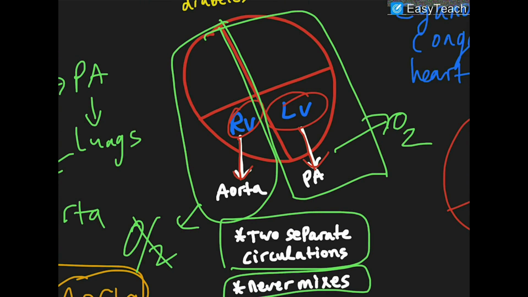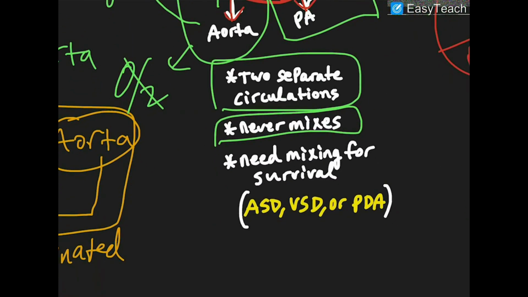Because as we saw, the right side of the heart is connected to the aorta, and deoxygenated blood comes back and goes into the aorta and to the rest of the body and back. There is no mixing between the right and left sides of the heart, so there's no oxygenated blood going to the body at all. That's why you need mixing for survival.